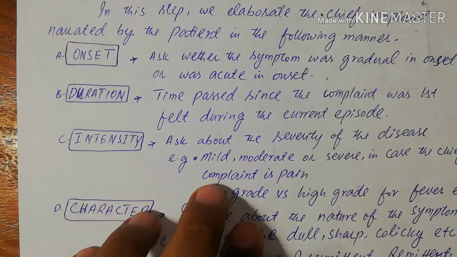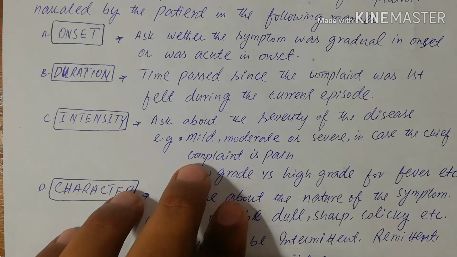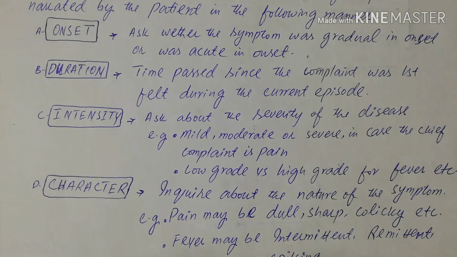Then the D stands for the duration of the symptom, and by this we mean the time passed since the complaint was first felt by the patient during the current episode. The I stands for the intensity. In this we ask about the severity of the disease. For example, pain may be mild, moderate or severe, or if the chief complaint is fever, then fever may be low grade or high grade.